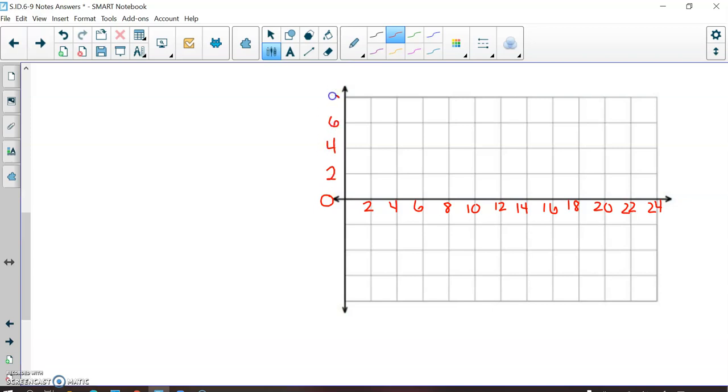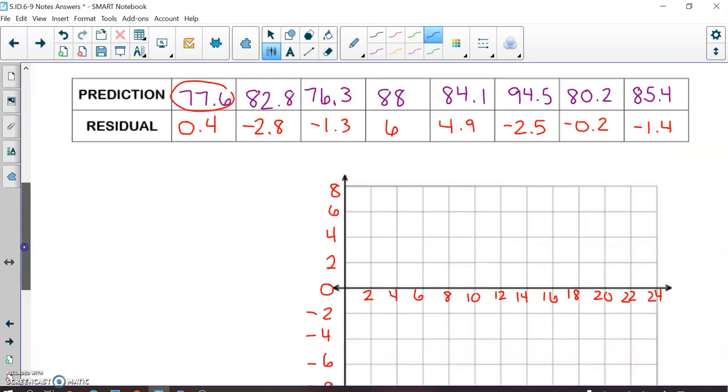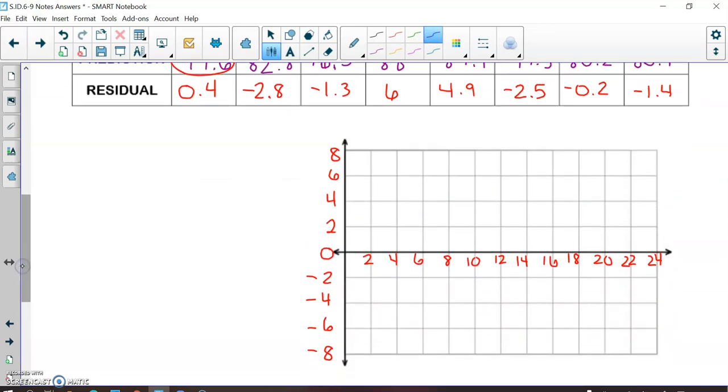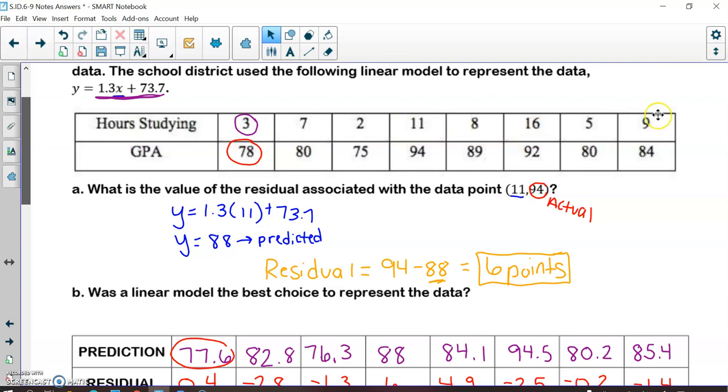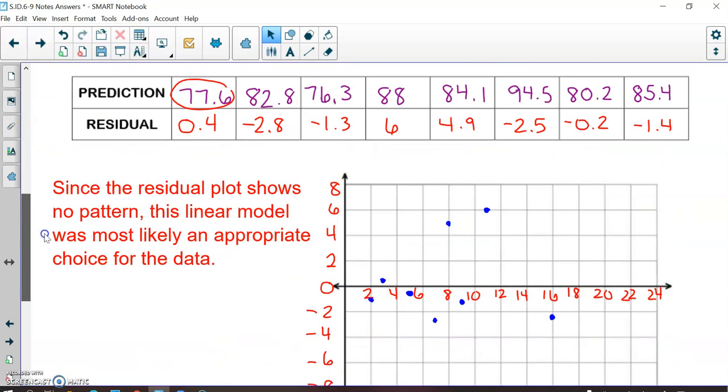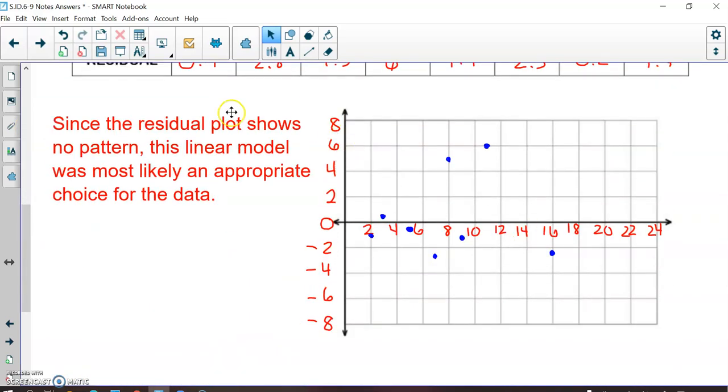2, 4, 6, 8, and negative 2, 4, 6, 8. Now we're going to just create this residual plot by estimating. I want you to pause the video and do the residual plot on your own. A couple of things, the x values do not go in order, so make sure you are plotting the residuals in the correct location. And then also, since the residual plot does not show a pattern, a linear model was probably the most appropriate choice for this data. All right, check your model, and that's it for today.